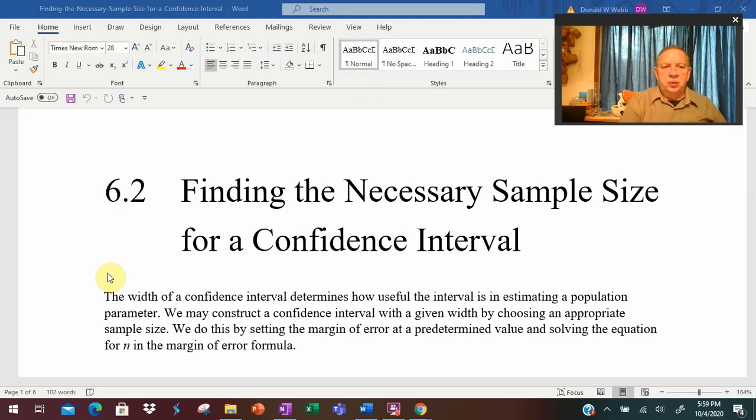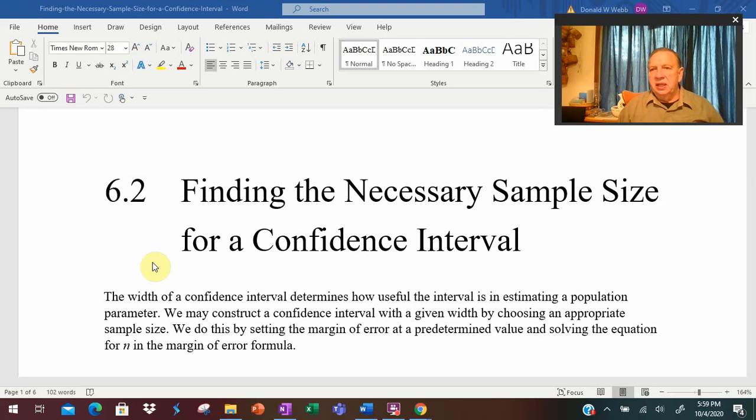Okay, so let's take a look at this. The width of a confidence interval determines how useful the interval is in estimating a population parameter. If I said it's somewhere between 0 and 1,000,000, that's not very helpful. But if I could tell you that the average is between 1,000 and 1,050, that would be very helpful. So we may construct a confidence interval with a given width, margin of error, plus or minus, by choosing an appropriate sample size. We do this by setting the margin of error at a predetermined value and solving the equation for n in the margin of error formula.